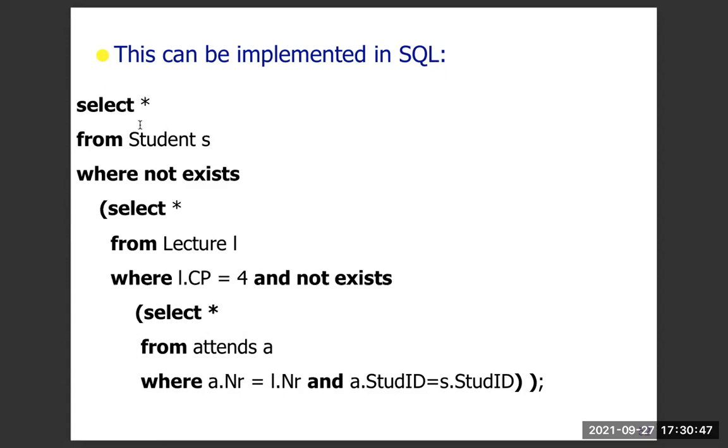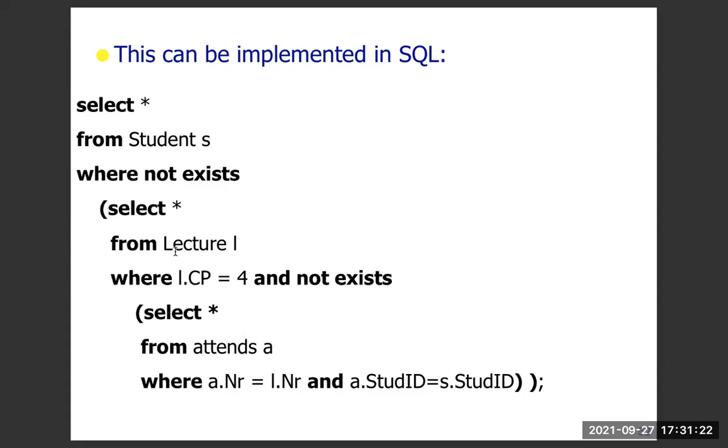I want to find students such that there is no lecture with CP equal to 4, such that there is no attendance record for the student and that lecture. What does it mean? I want to search for students who attend all the lectures with CP of 4. So let's look here.